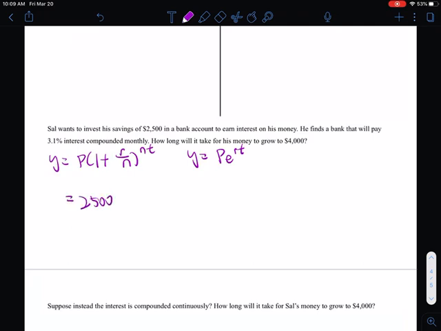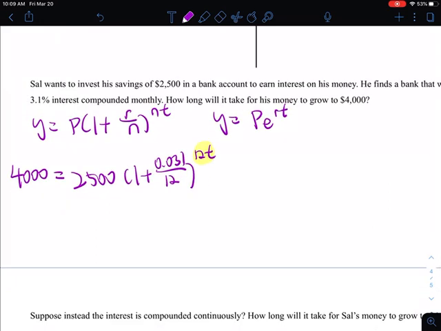So we're putting 2,500 in the bank. It's 3.1% interest. Put that as a decimal. Compounded monthly, so in this case, n is 12, giving us 12t. How long will it take for the money to grow to 4,000? So 4,000 will go here on the left because that's what we want to end up with. And here the goal is to solve for t. And again, this is pretty similar to the ones we did above with solving equations. So we can first simplify the inside a little bit. We might need to do a little rounding.